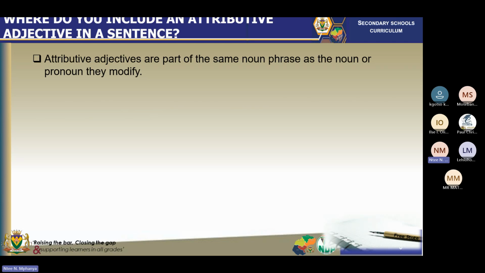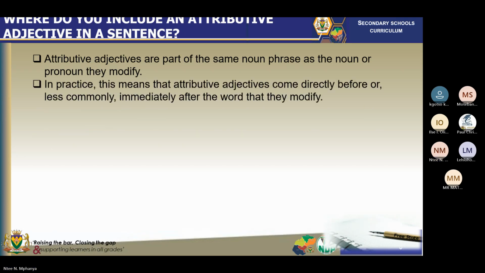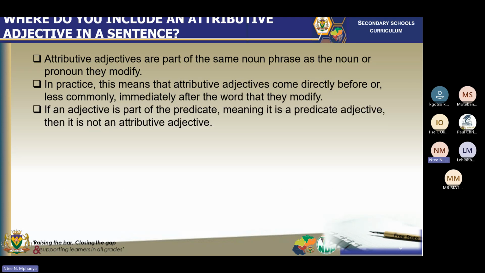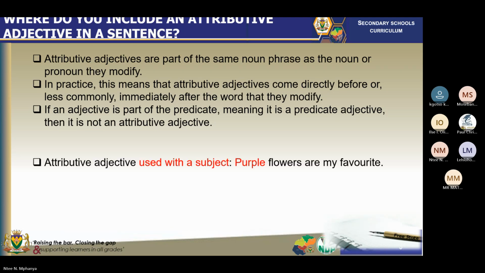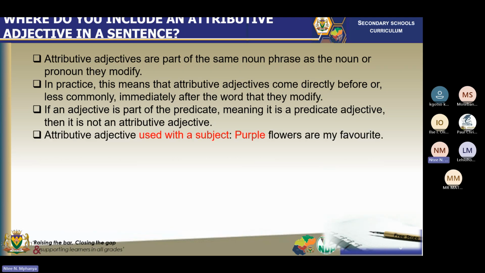Attributive adjectives are part of the same noun phrase as the noun or pronoun they modify. In practice, this means that attributive adjectives come directly before or, less commonly, immediately after the word that they modify. If an adjective is part of the predicate, meaning it is a predicate adjective, then it is not an attributive adjective. Attributive adjectives with the subject are identified as follows. Purple in "the purple flowers are my favorite" is an attributive adjective used with a subject.